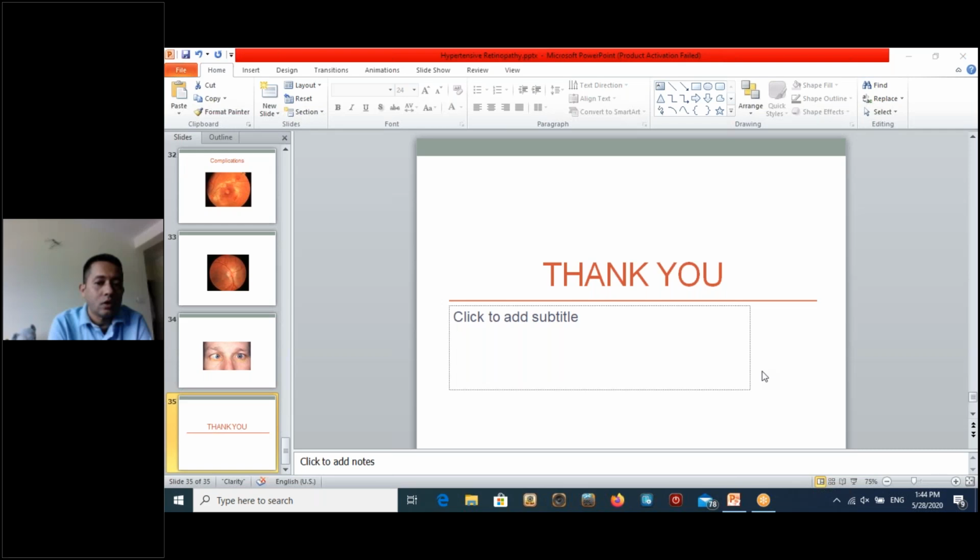And in venous occlusion, most of the time it's a uniocular disease. So if you see signs in both eyes, then it's more likely to be hypertension. And if the signs are only in one eye, then it could be a vein occlusion also.